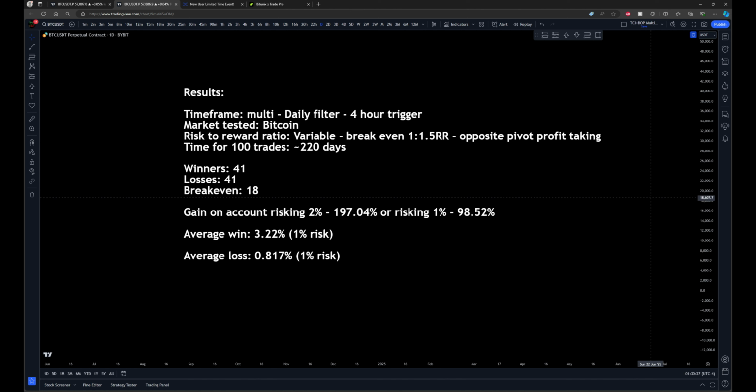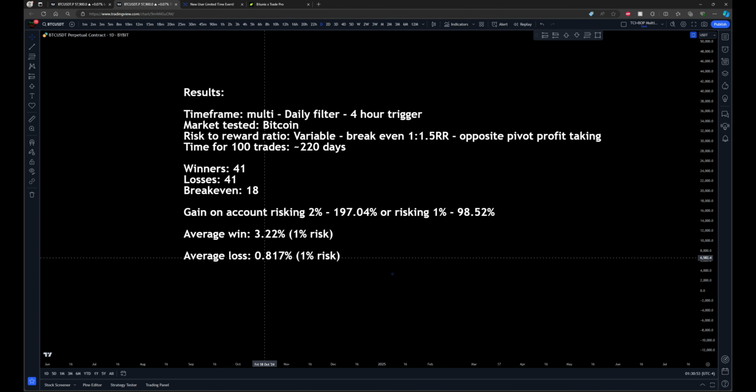Definitely worth looking into, trying to improve and modify how you see fit. So average win, 3.22%, risking 1%. So just double it. If you risk 2%, then it's 6.44. And then average loss, 0.817.